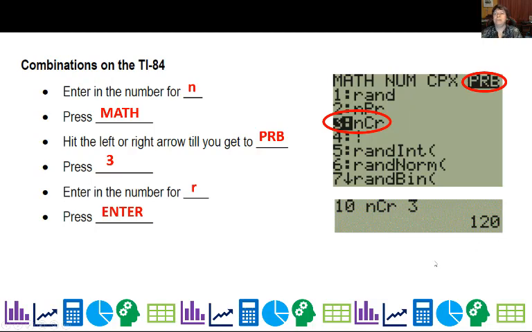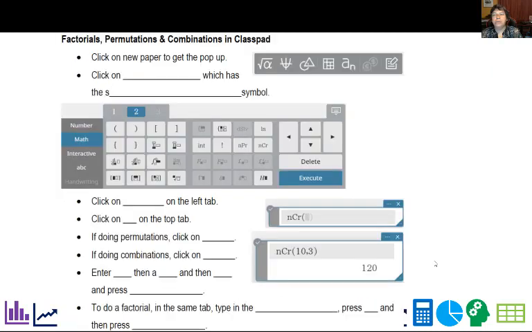Now, some of you may be saying, well, I have to calculate these permutations and combinations, but I don't have a TI-84, and you're trying to work on your homework. No problem, we've got some alternatives for you. So, if you're using ClassPad, which we have in our class, go ahead and go to ClassPad.net.